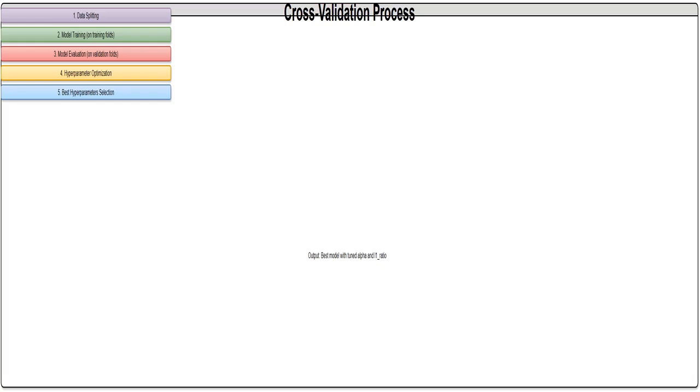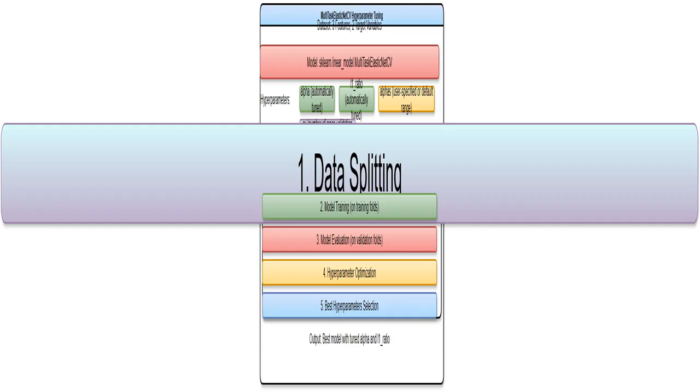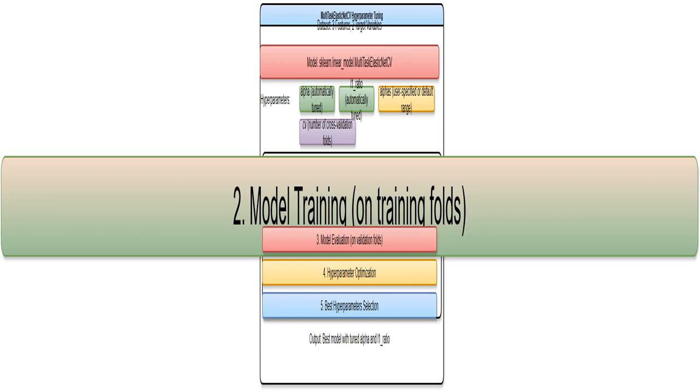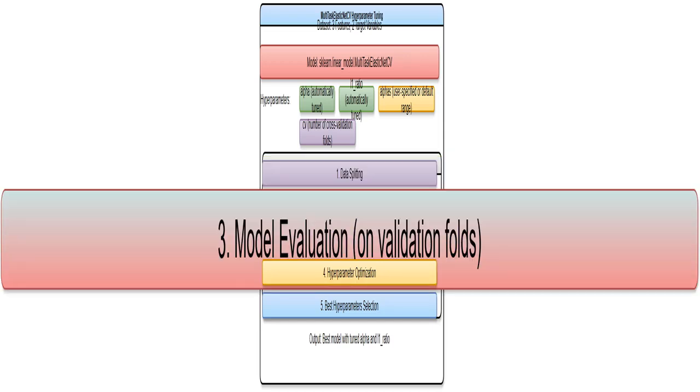I'm using cross-validation, a method to avoid overfitting and get a better idea of how well my model will generalize to unseen data. I split my data into several chunks for training and testing. I train my model on the training data chunks. I evaluate my model's performance on the held-out data chunks, assessing how well the model generalizes to unseen data.